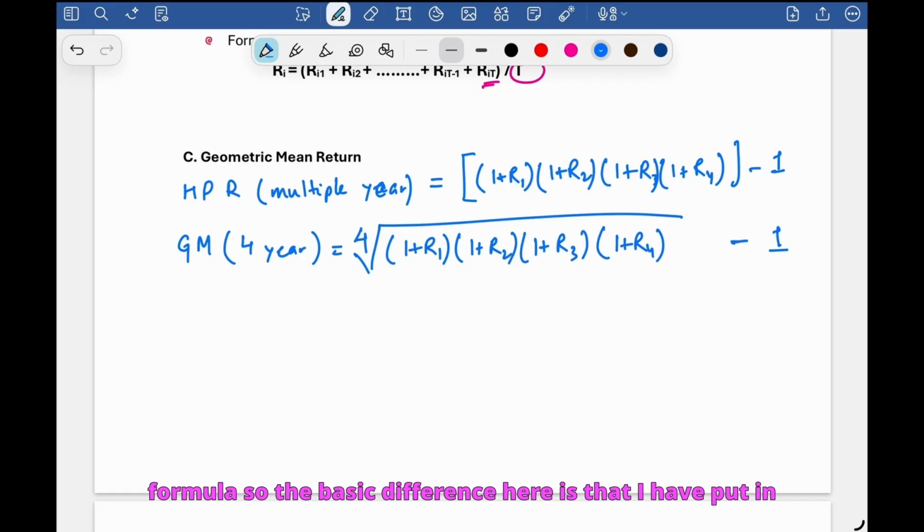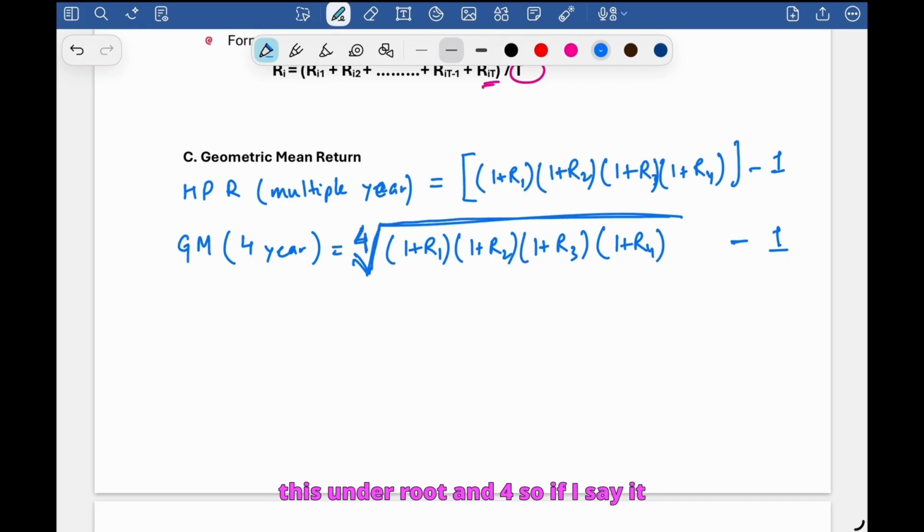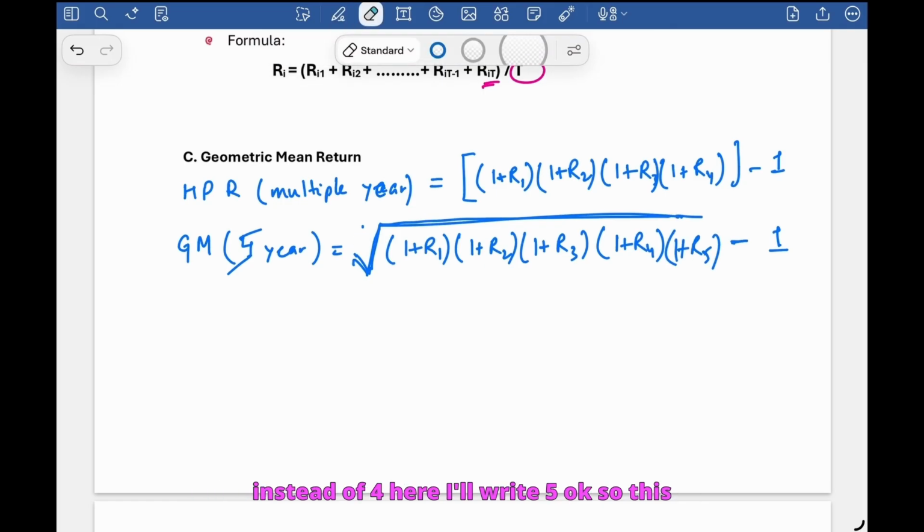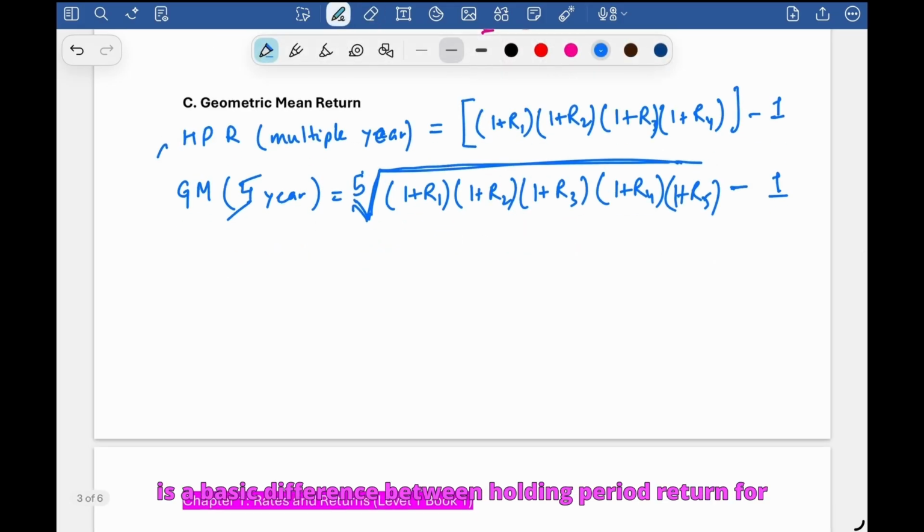So the basic difference here is that I have put this under root and 4. So if I say it is for 5 years, then I'll add 1 plus R5, and then instead of 4 here, I'll write 5. Okay. So this is the basic difference between the holding period return for multiple years formula and geometric mean. And you don't have to worry, just be patient. I'm going to tell you why the difference is there and what it actually means.